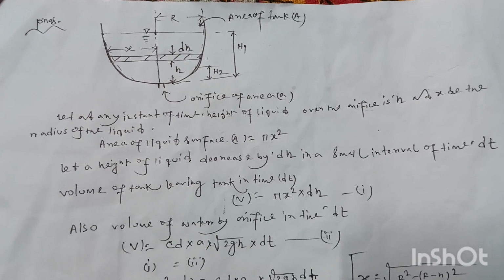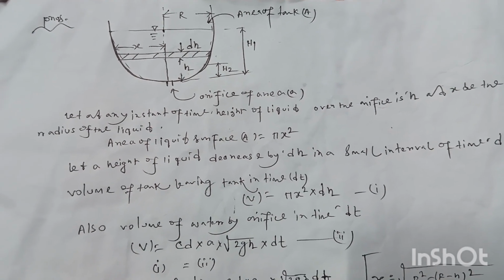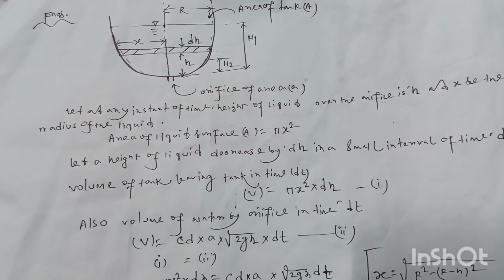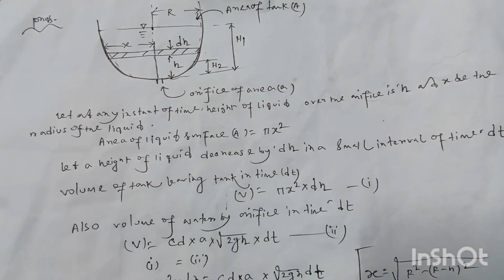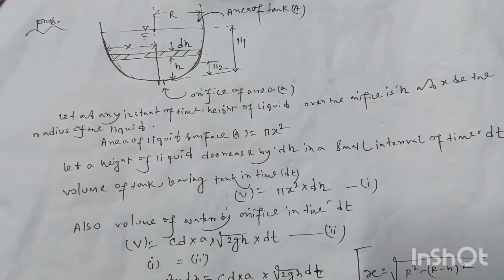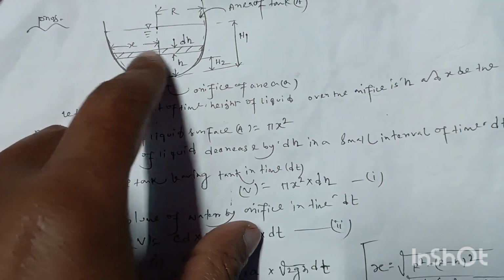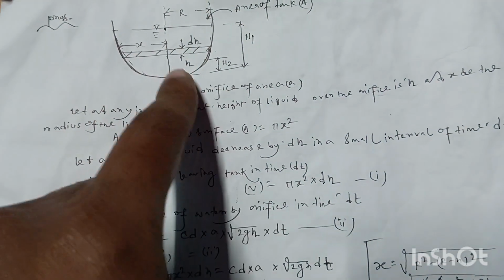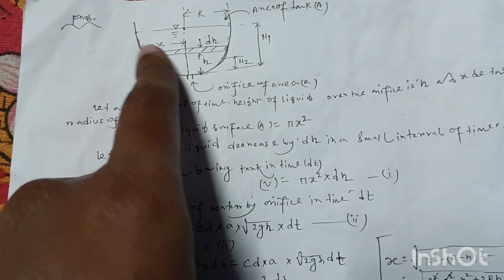So friends, this is the hemispherical tank of radius r containing liquid up to height h1, and the area of the orifice is small a, connected at the bottom of the tank. Let at any instant of time the height of the liquid over the orifice be h and x be the radius of the liquid surface. So this distance is x, and this is the liquid surface, so the area of the liquid surface will be pi x square.